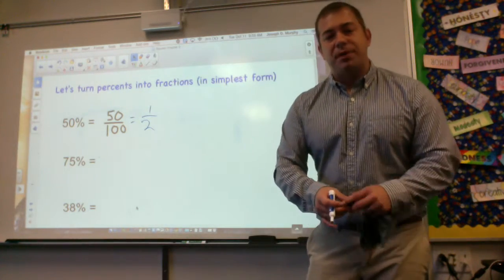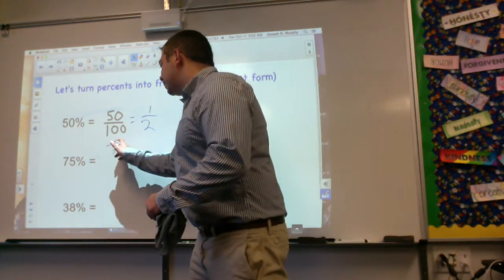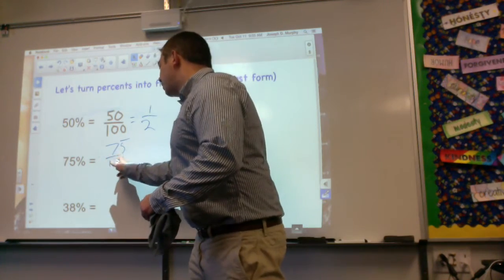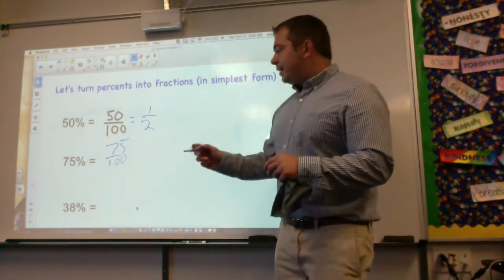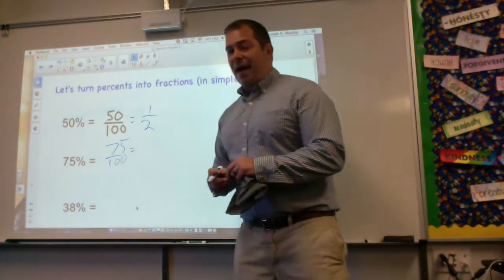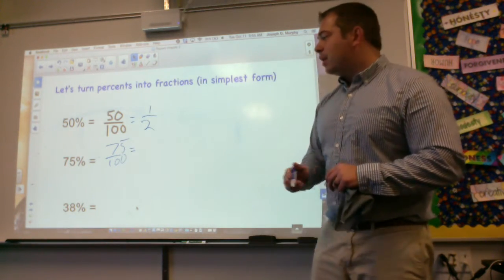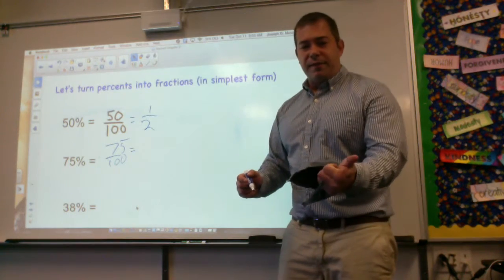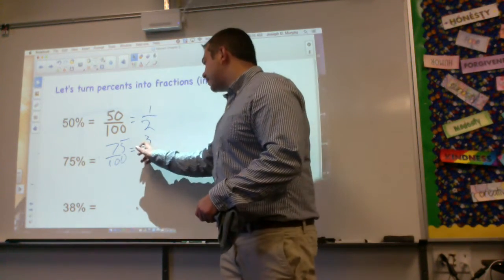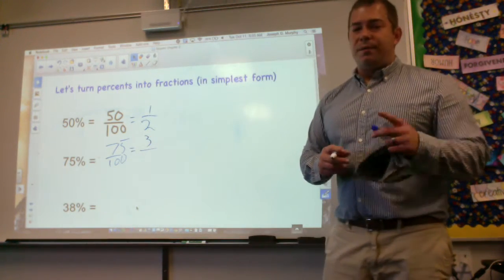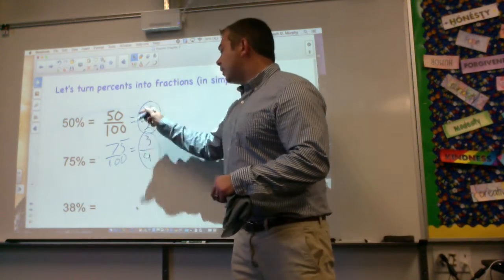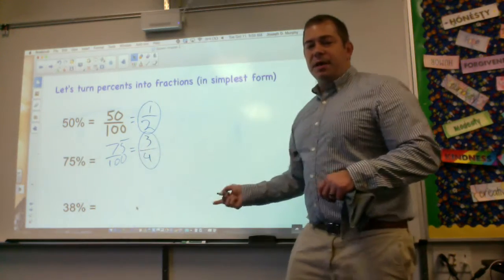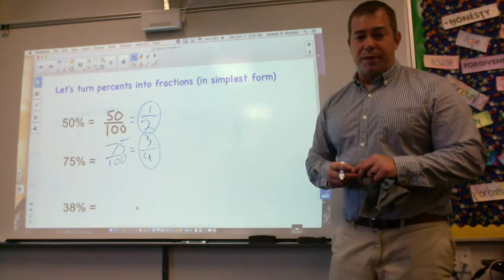Let's do the next one. 75%. All percents are out of 100, so it's simply 75 out of 100. And we're done. No, we're not. We have to reduce. I do know that 25 is a common factor. I think it's the greatest common factor. 25 goes into 75, 25, 50, 75, 3 times. 25 goes into 100 just one more time, so it's 3/4. Both of these are the right answer, but in simplest form, it's 3/4.